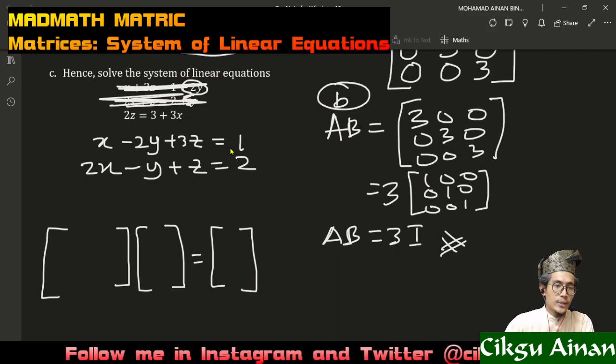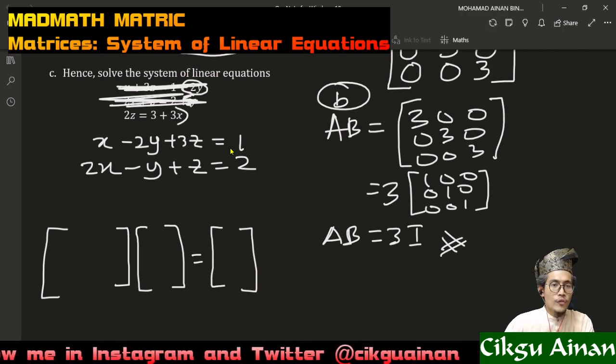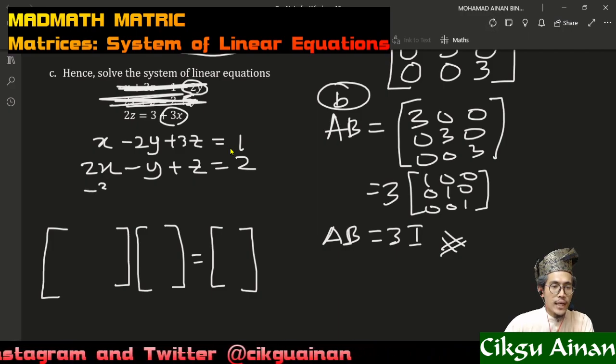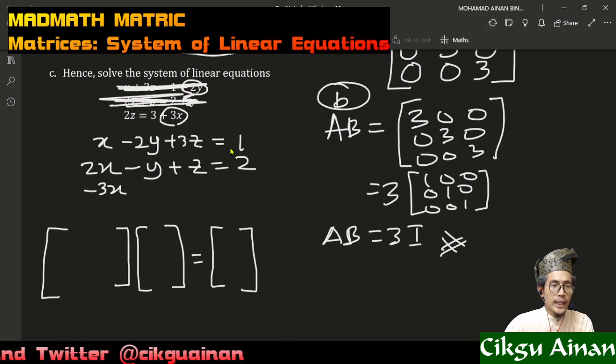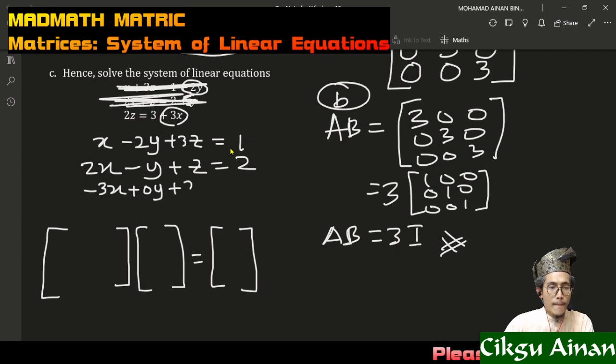Let's have a look at the third one. Where is the x? Over here. Then it must be negative, so minus 3x. Okay, is there any y? No y, so leaving it blank is also fine. If you want to put plus 0y, also can. No problem. Okay, 2z equals 3.